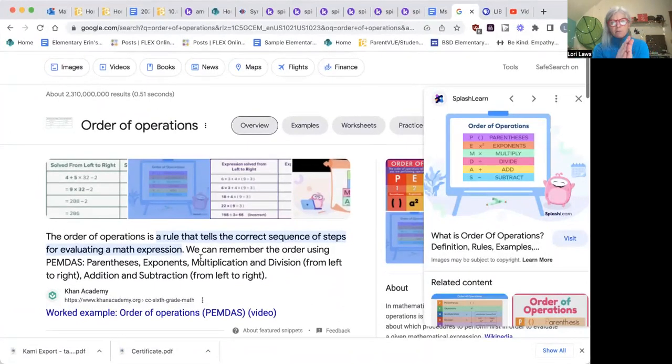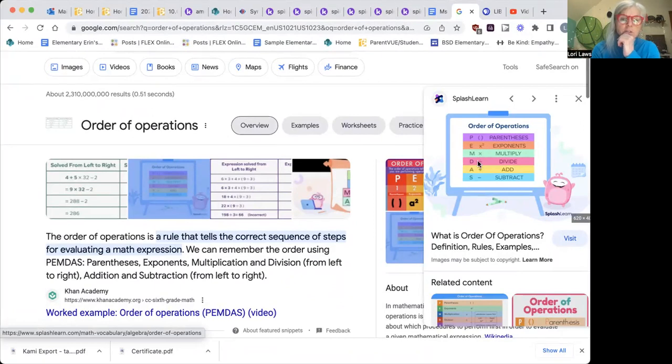So you work your way from left to right in a math problem. You do parentheses first, anything in parentheses. Then you do exponents, or powers of 10, then multiplication, then division, then you add, then you subtract. So that's the order that you do things in.